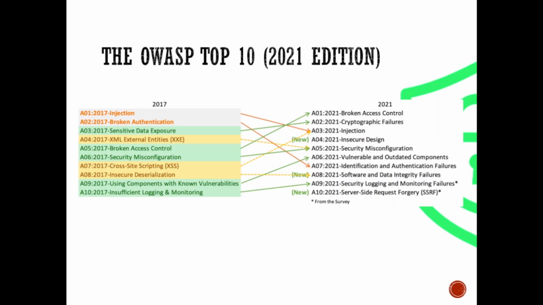The OWASP Top 10, 2021 edition. Let's briefly overview each of these. 1. Broken access control. Users can act outside their intended permissions, e.g., a regular user accessing admin features. 2. Cryptographic failures, formerly sensitive data exposure. Weak or no encryption of sensitive data, e.g., passwords or credit card info in plain text.